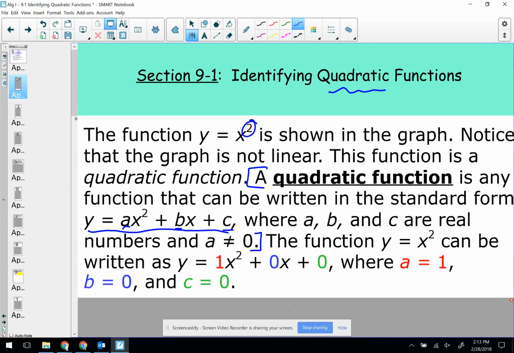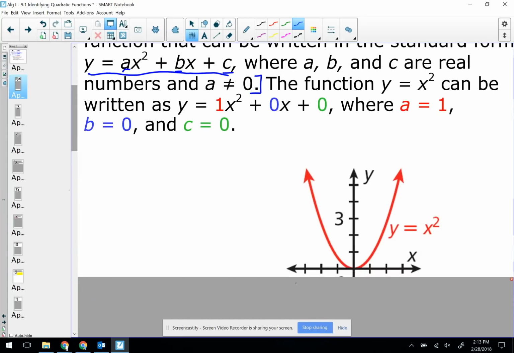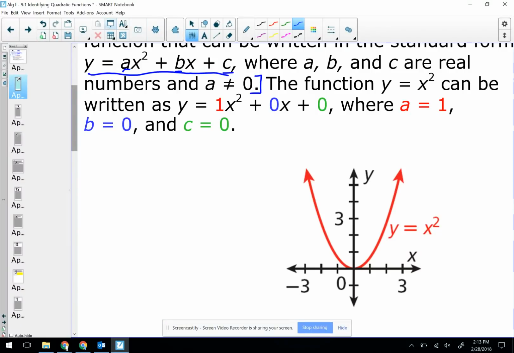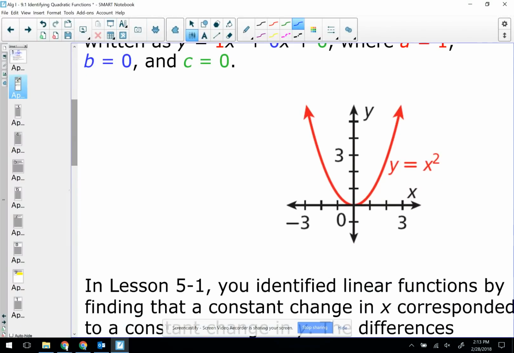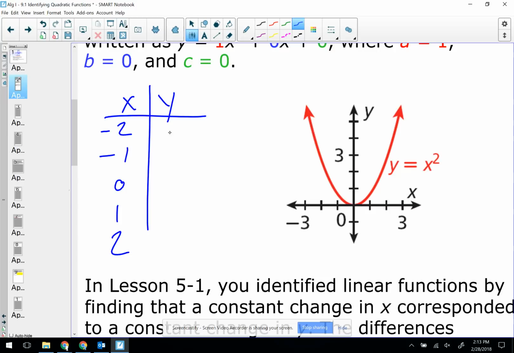So let's take a look here. This is just the graph of y equals x squared. Think about a table. If I were to make y equal to x squared, with x values -2, -1, 0, 1, 2. Think about what's happening when you say x squared. -2 squared is +4. -1 squared is +1. 0 squared is 0. 1 squared is 1. 2 squared is +4. Look at the symmetry here. Look at the symmetry in the y values. Do you see the symmetry in the graph as well?